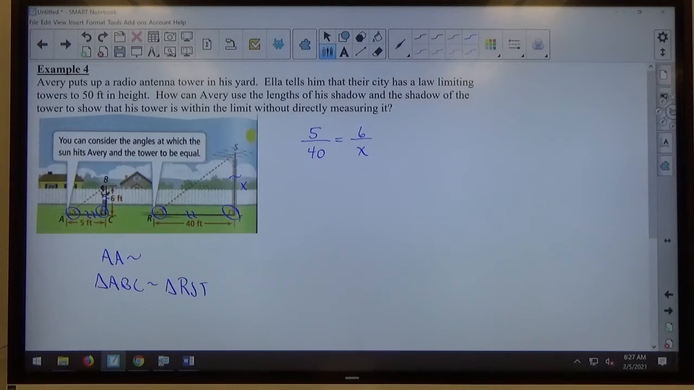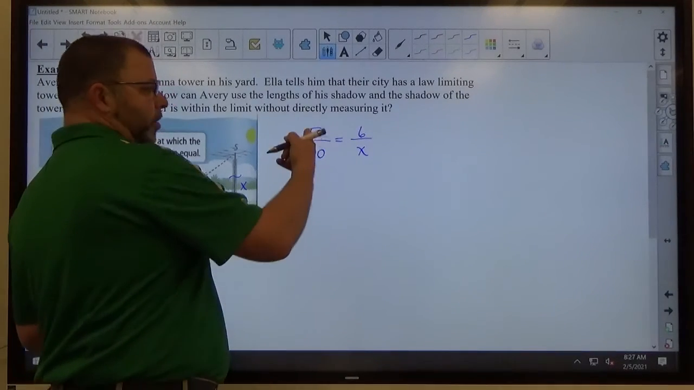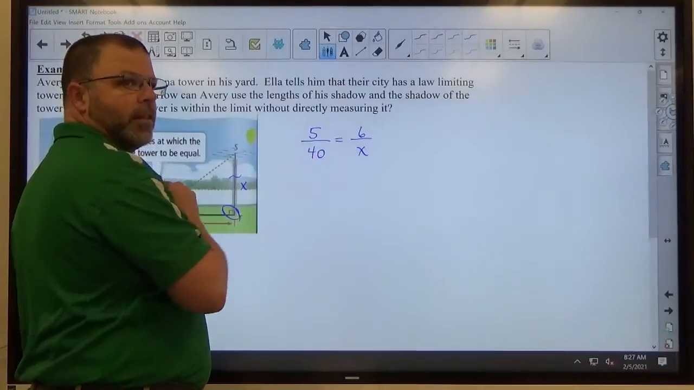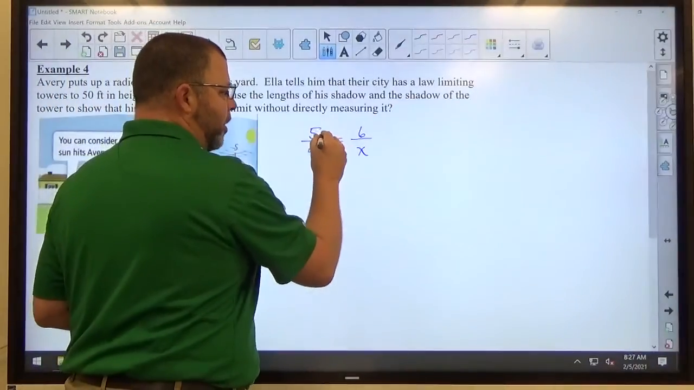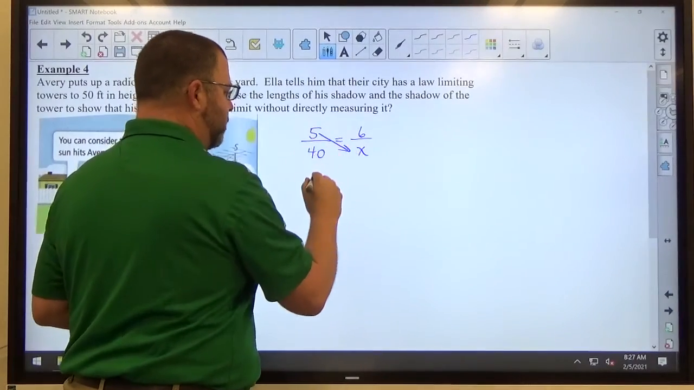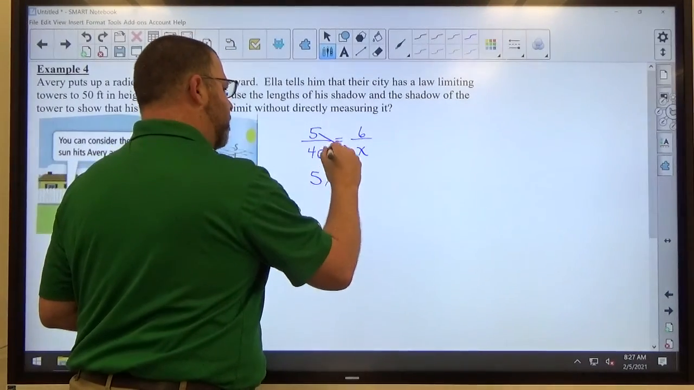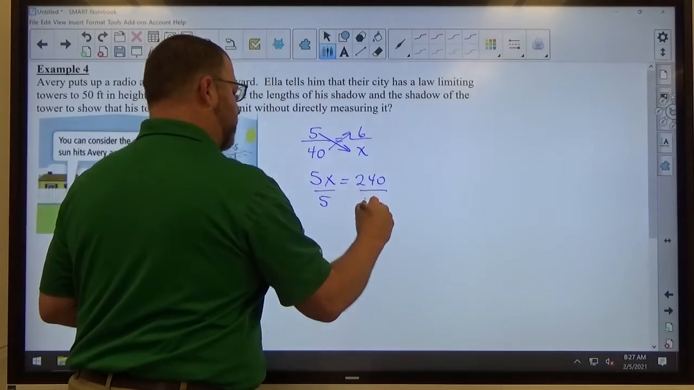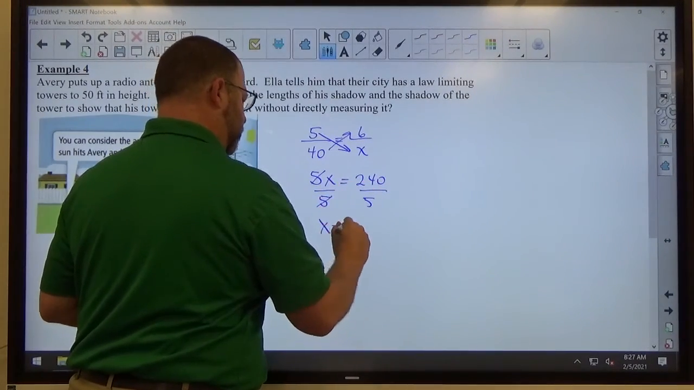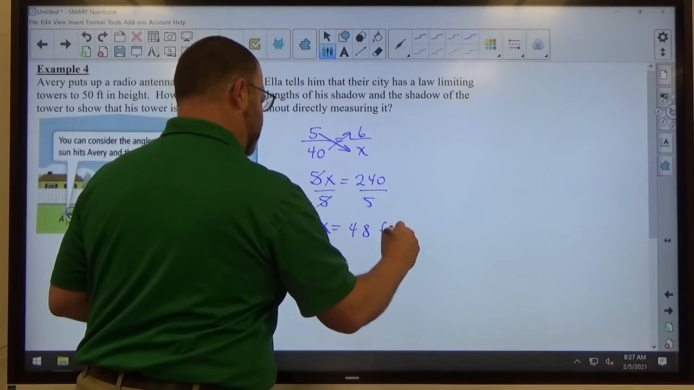Demonstrate similarity of triangles, use that fact to create some sort of proportion that can be solved to figure out a missing piece. Okay, I can cross multiply immediately. I could also reduce the fraction if I felt like, that's 1/8. Doesn't matter. I'm going to just go ahead and cross multiply immediately though. So typically that's what people do. So 5 times x is 5x. 40 times 6 is 240. We divide both sides by 5, and we get x equals 48 feet.